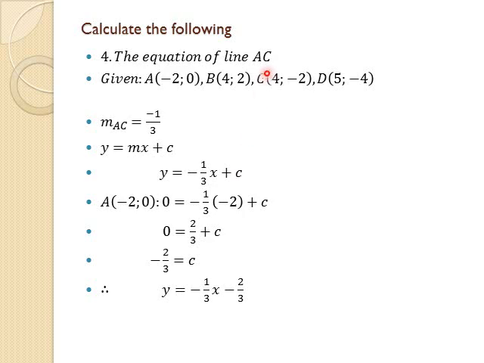Right, and now I have to use a point on AC, so I can use the coordinates of A, which is (-2, 0), or the coordinates of C, which is (4, -2). I chose A, so A is (-2, 0). So this states that y is 0, while x is -2, plus c. Minus negative times negative becomes positive. 2 times 1/3 is 2 over 3, plus c. If I take 2 over 3 over, it becomes negative 2 over 3. So c equals negative 2 over 3. Therefore, my equation for straight line AC is y = -1/3 x - 2/3.